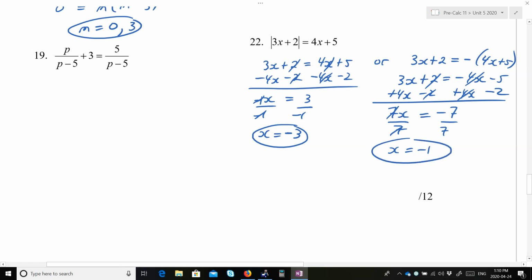And let's check these. Negative 9 plus 2 is negative 7. We put 7 on that side. Negative 12 plus 5 is negative 7. This is no good. We have to reject this. How about negative 1? Get 1 on that side and negative 4. This one works. X equals negative 1 is good.